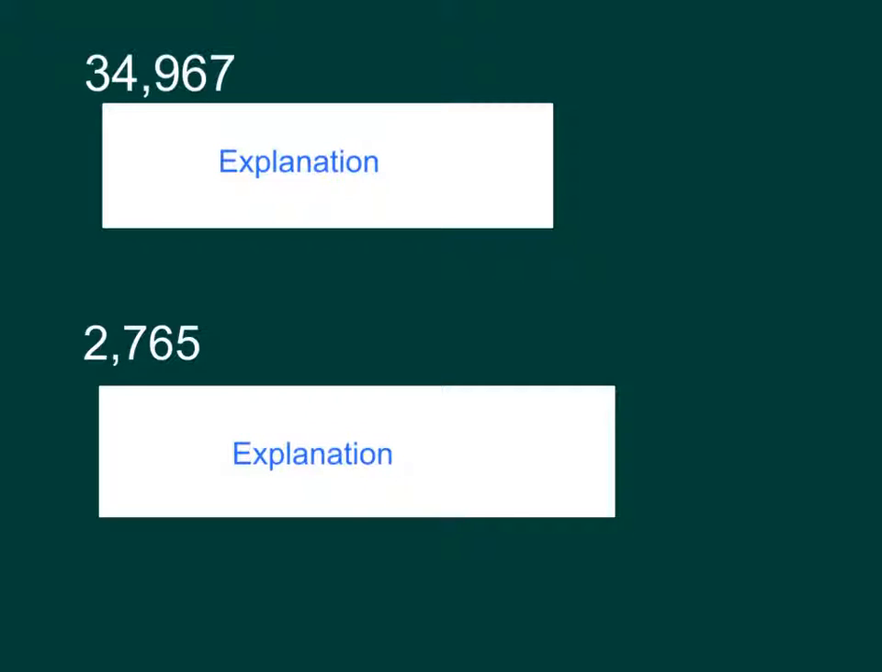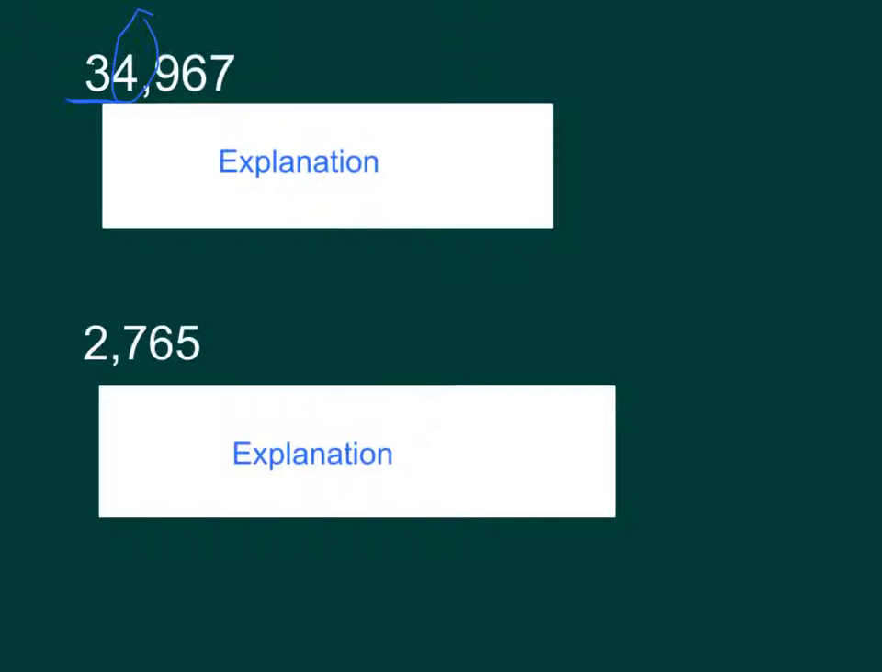Hopefully by now you have solved the problems. On this page you will see the explanation for each rounding problem using the method described. So first I will explain that we are rounding 34,967 to the nearest 10,000. Using this method, I would underline the 3 because that's in the 10,000s place. I would circle the 4 because that's the digit to the right of the number I'm rounding to.